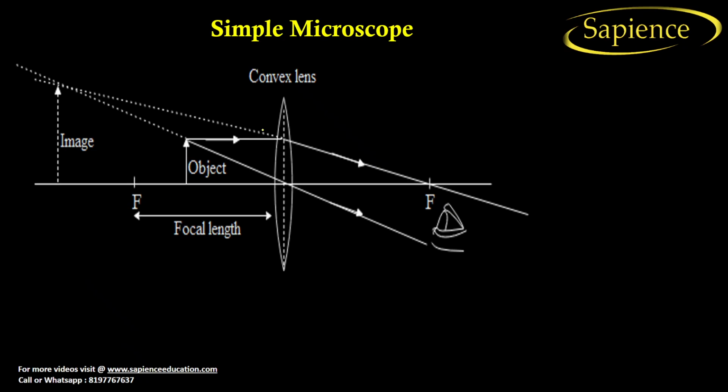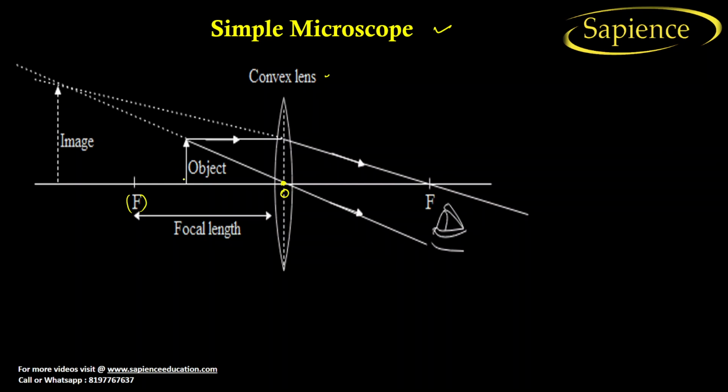Before understanding the compound microscope, we need to understand what a simple microscope is. Let us understand that this is a convex lens. A convex lens also acts as a microscope because it magnifies the image of the object. When you place an object between the focal point and the optical center, it produces a magnified, virtual and erect image. Got it?